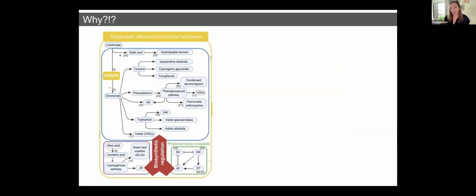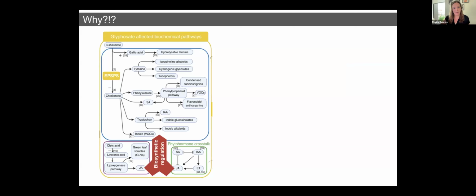So why did we find this correlation between these two traits? Why did we find the exact opposite of what we were expecting? Well, this is a diagram showing how glyphosate works. Glyphosate impacts the shikimate acid pathway. This is the shikimate acid pathway.